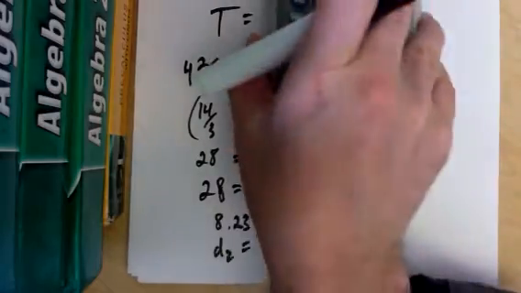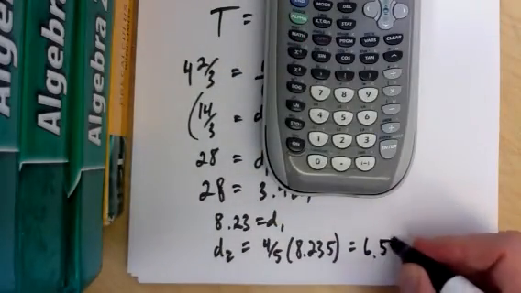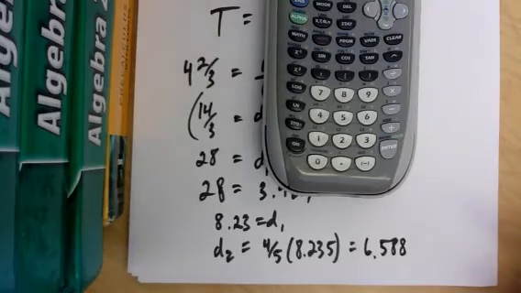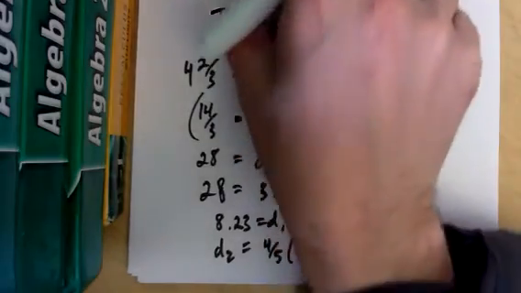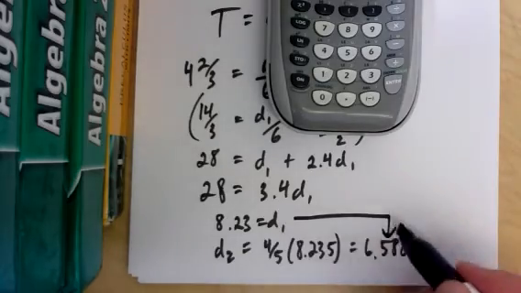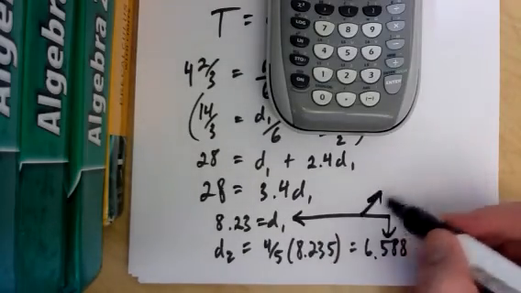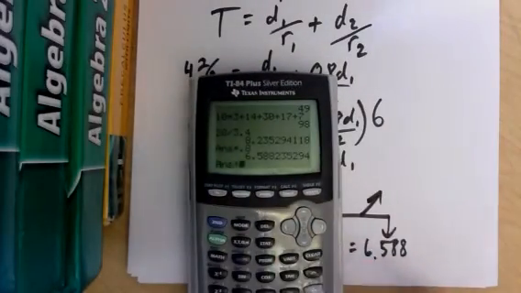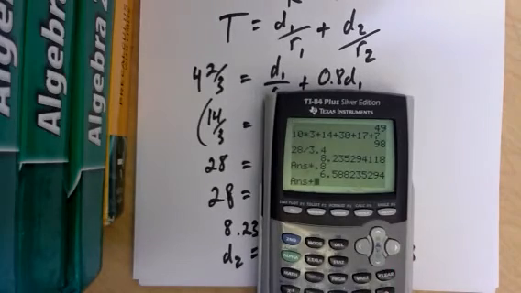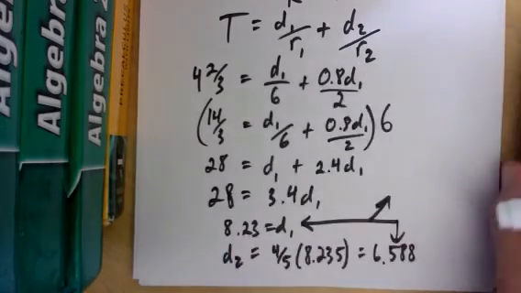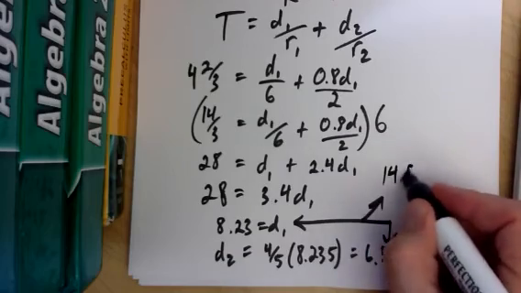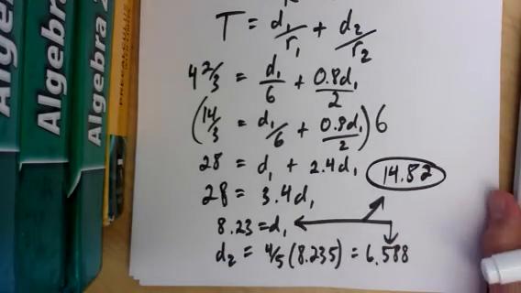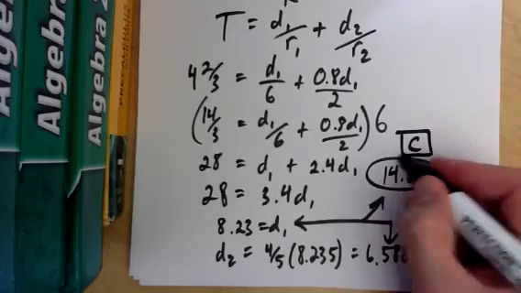That's 6.588. That is also one of the choices. However, that's just distance 2. So really what we need to do is add these two numbers together, find the sum for the total distance. So I'm going to add 8.2353, 14.82 for a total distance, which is choice C.